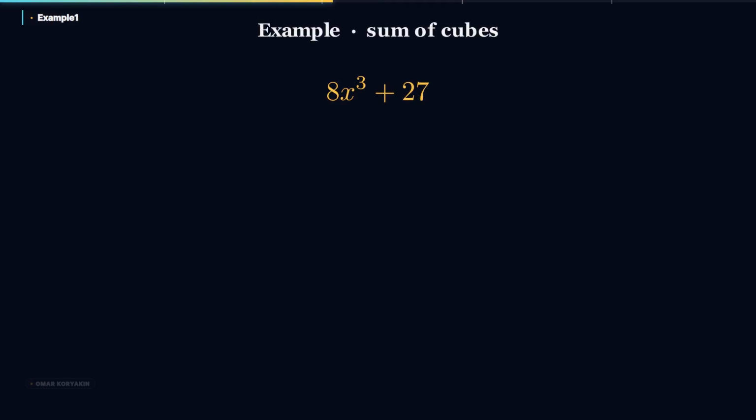Example 1. Factor 8x cubed plus 27. The plus sign tells us this is a sum of cubes. The first job is to write each term as a cube of something concrete. 8x cubed is the cube of 2x, since 2 cubed is 8 and x cubed is just x cubed. 27 is the cube of 3, because 3 times 3 times 3 equals 27. So a equals 2x and b equals 3.